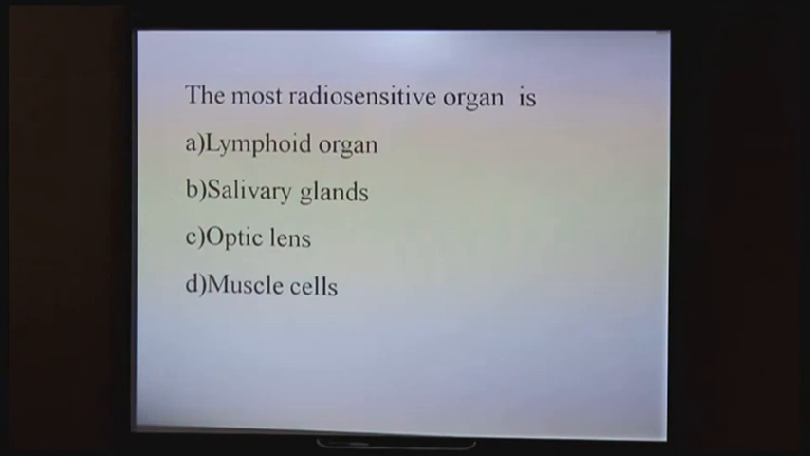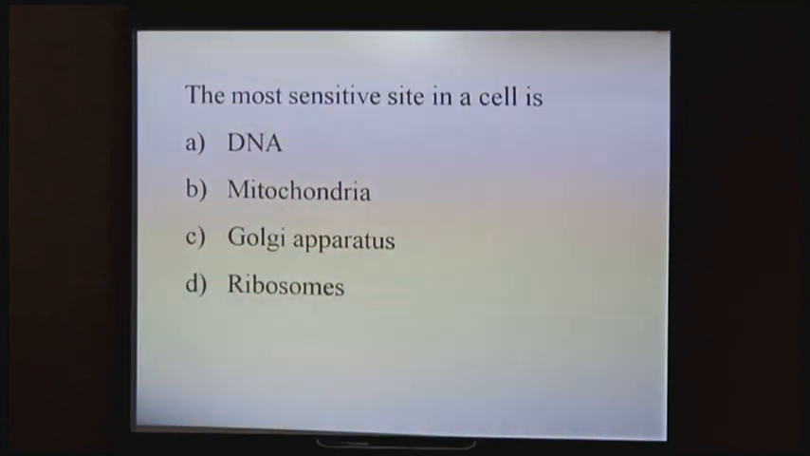The most radiosensitive organ is A. Anything else? You want to try? C? Okay. It's only A. The most radiosensitive site in a cell. Parts of a cell, think of your cell: cytoplasm, nucleus, DNA. Okay.